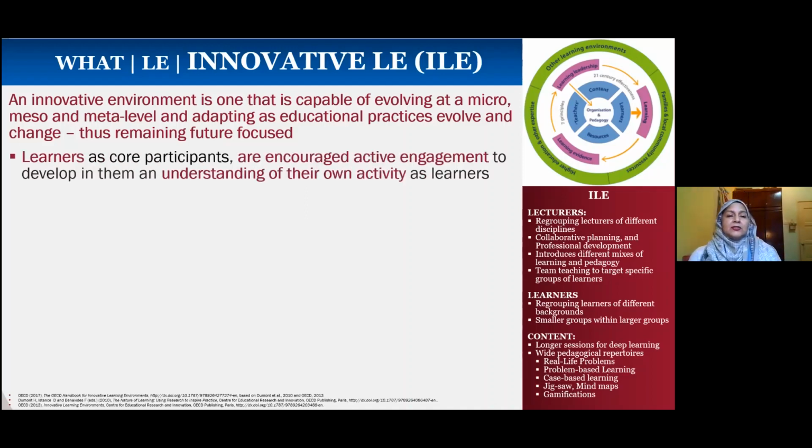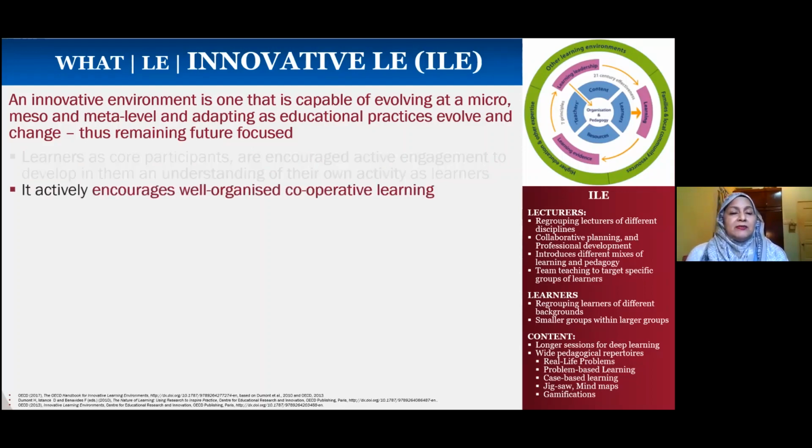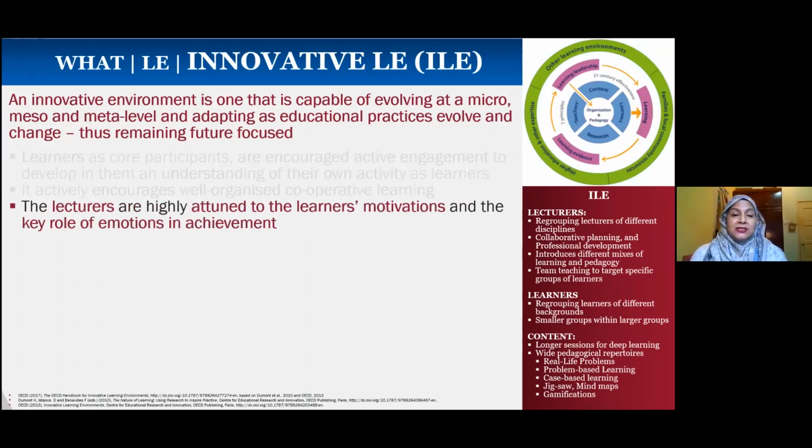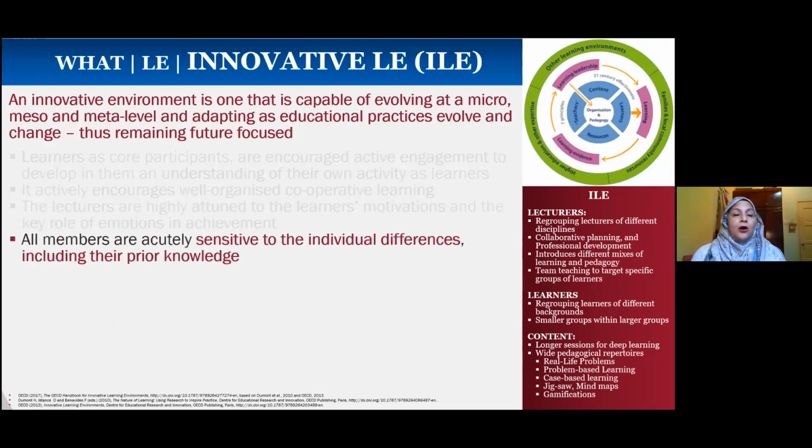The learners as core participants are encouraged to actively engage, to develop an understanding of their own activity as learners. It actively encourages well-organized cooperative learning. The lecturers are highly attuned to the learners' motivation and the key role of emotion in achievements. All members are acutely sensitive to individual differences, including their prior knowledge.